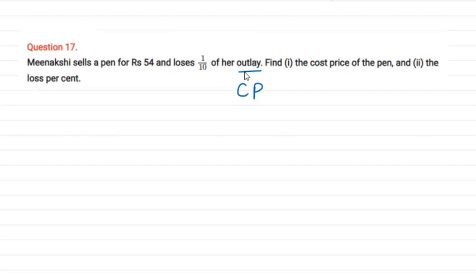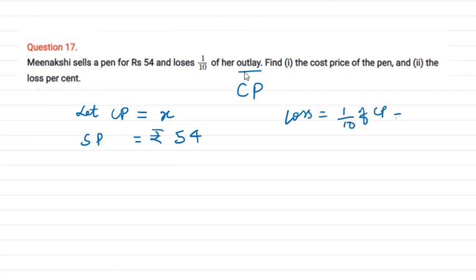So in this question also we will do the same as we have done in 16. First we will let our CP be X. A few things which are given are right here. The selling price of the pen is given, rupees 54. And the loss is 1/10 of CP. So that means, as we have taken CP as X, it will be X by 10. Now what do we have to find out? First we have to find out the cost price, and then we have to find out the loss percent.